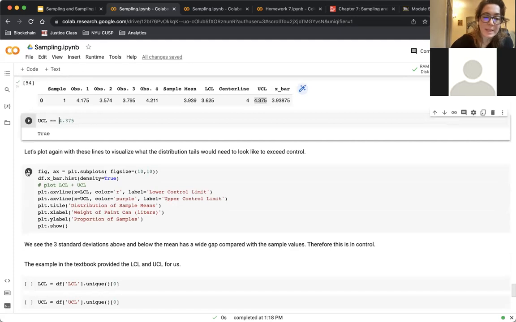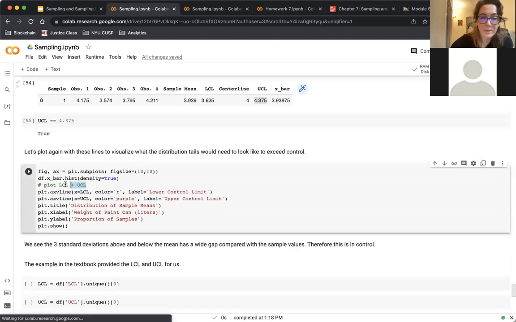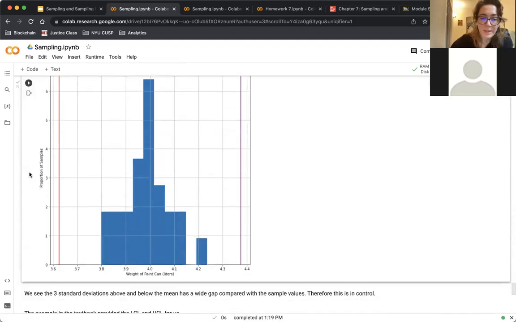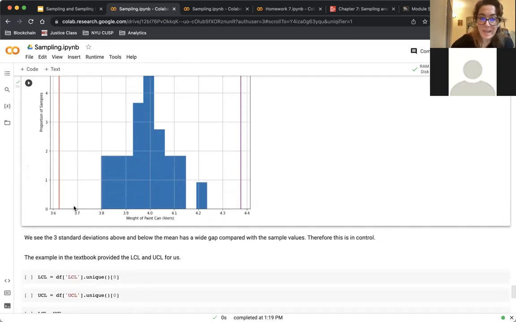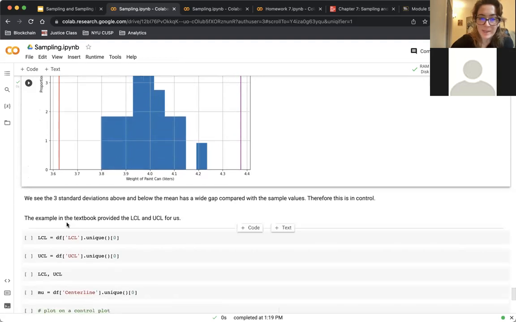So let's plot this again now with our upper limit and lower limit as vertical lines here. And I'm just specifying the different colors. And now we see that same distribution where most are at 4, and we have these control limits above or below. And we see these gaps in between and nothing falling outside of that gap. So we can say it's in control.